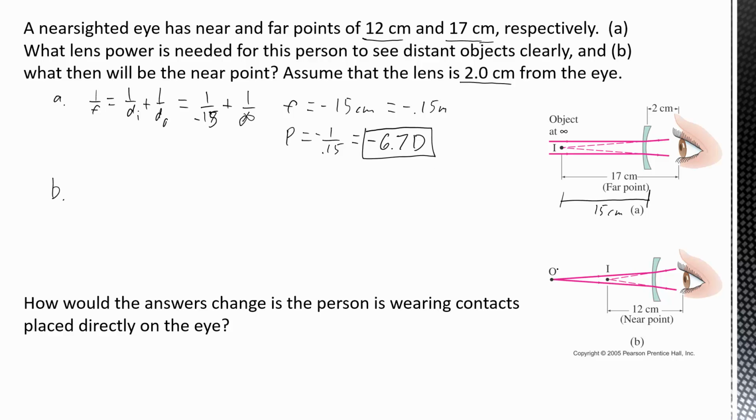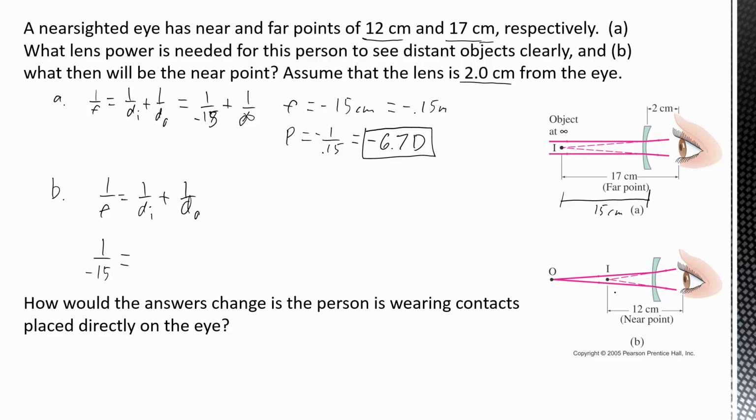So objects that were at our near point here at 12 centimeters, they're going to be pushed out a bit because this is a diverging lens. Well, how far out will they be pushed? We can figure that out using our equation one more time. Our focal length is going to be the same as before because we have the same lens. We're not swapping it out. I'm going to go back to centimeters here.